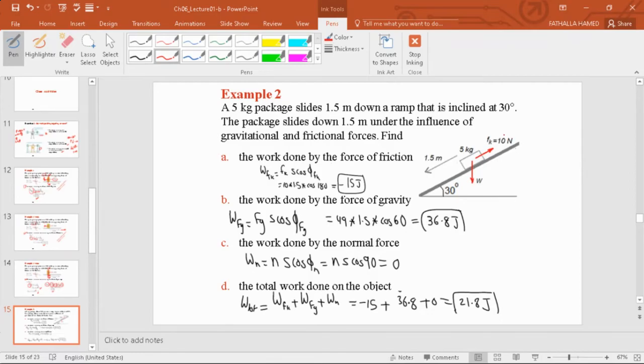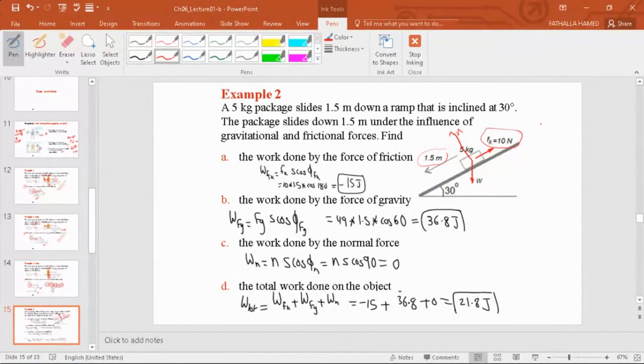Now, in the diagram here, they give you the magnitude of the force of friction, which is equal to 10 newtons. And they give you the displacement, which is 1.5 meters in this direction. You have the weight, which is straight down, and you can put the normal force, which is normal to the surface here. Now, if you want to look at the work done by the force of friction, it will be the magnitude of the force of friction, the magnitude of the displacement, cosine the angle between both of them.